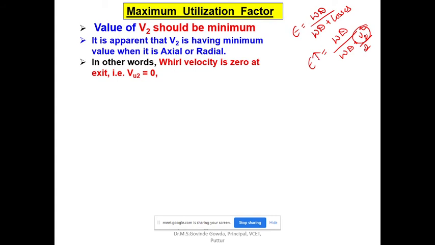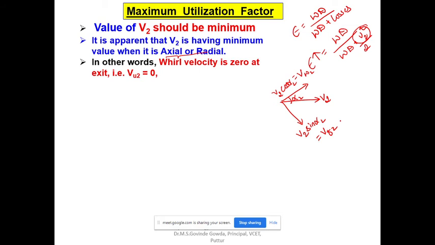Okay, so for the utilization factor to be maximum, our losses should be minimum. So that is the first case. The second one, if I say that V2 has to be minimum, then we are assuming the value of V2 to be axial or radial. For example, let us say this is my V2 and this is alpha 2. Now resolve this. This becomes V2 cos alpha 2, that is equal to VW2, and this becomes V2 sin alpha 2, that becomes VF2.